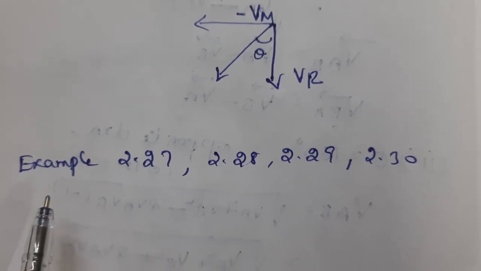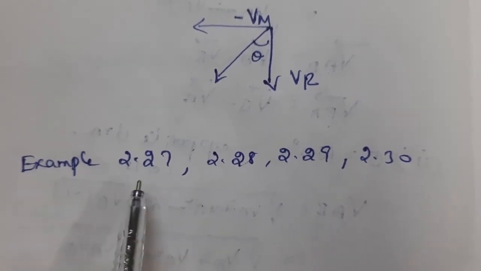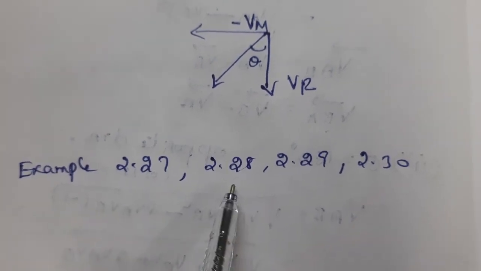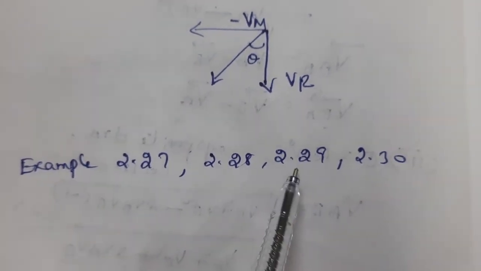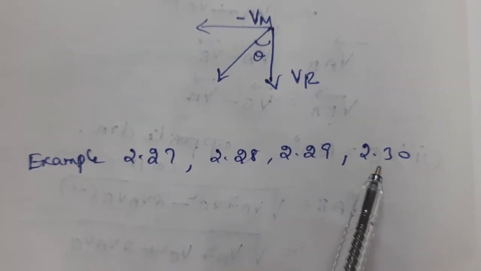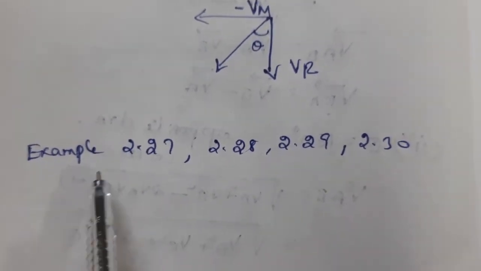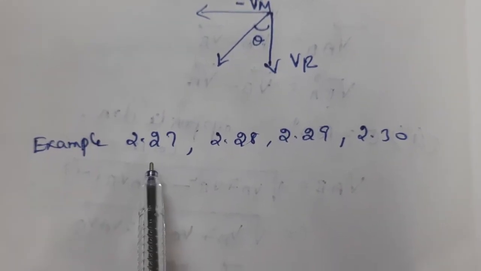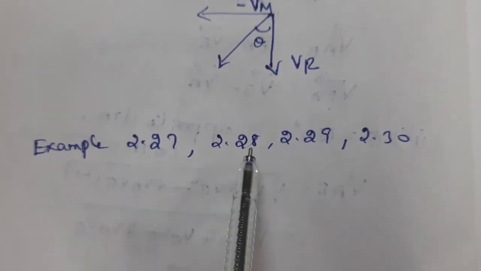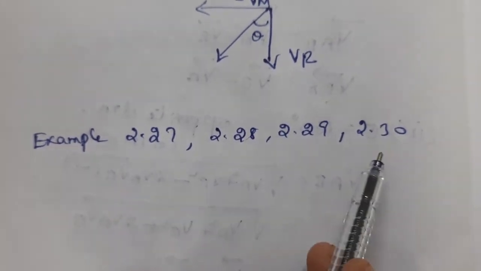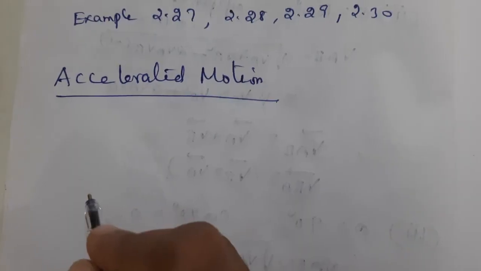Students, you have to do the problems. Example 2.27, 2.28, 2.29, 2.30. All the problems are easy problems. Okay. Related to this relative velocity topic: 2.27, 2.28, 2.29 and 2.30.